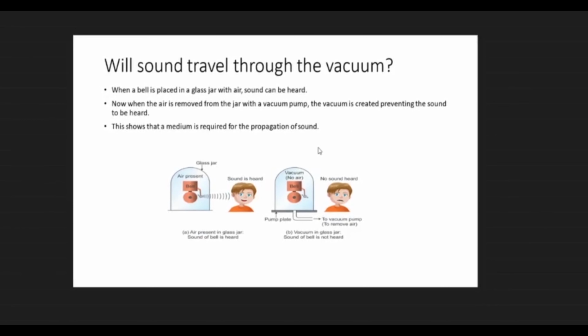When a bell is placed in a jar, sound can be heard. Now, when the air is removed from the jar with a vacuum pump, the sound is prevented by the vacuum and it cannot be heard. This shows that sound needs a medium for propagation. We'll move on to the questions now.